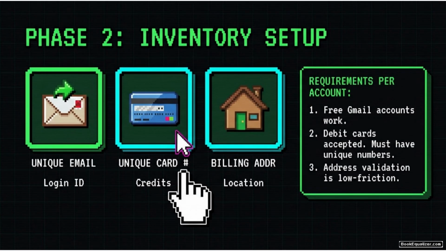Second, a unique credit card number. This is how you fund your ad campaigns. Debit cards work fine, virtual cards work. The key is each card must have a unique number. You can't reuse the same card across multiple accounts.